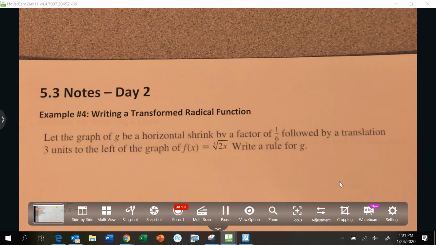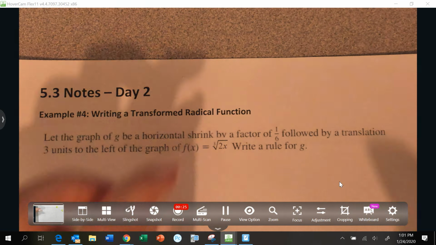Let the graph of g be a horizontal shrink with a factor of 1/6, followed by a translation 3 units to the left of the graph of f of x equals cube root of 2x. So we have to write a rule for g. So again, we're reviewing things we've learned before. This is just with a different function that we haven't done it with before.